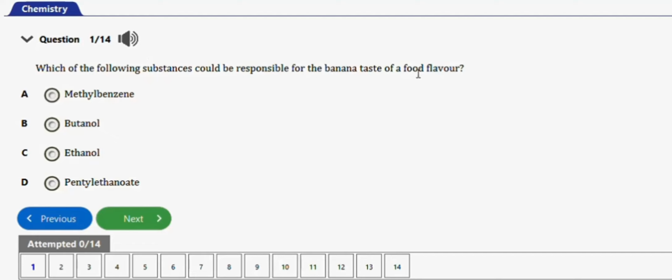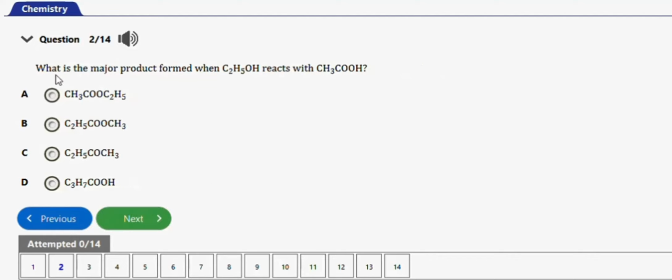banana taste of a food flavor? We have methylbenzene, we have butanol, ethanol, we have pentyl ethanoate. So basically to be an ester, which is this option D. Okay, the next question says, what is the major product formed when this ethanol reacts with this? The product would give us ethyl ethanoate. All right, so the right answer would be option A. To pronounce this, it is ethyl ethanoate.